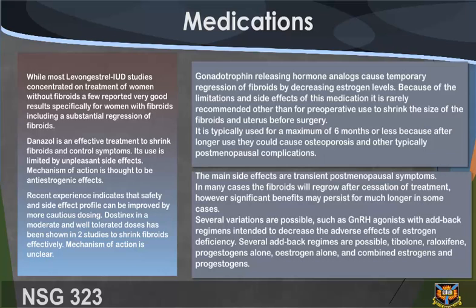The main side effects are transient postmenopausal symptoms. In many cases, the fibroids will regrow after cessation of treatment. However, significant benefits may persist for much longer in some cases. Several variations are possible, such as GnRH agonist with add-back regimens intended to decrease the adverse effects of estrogen deficiency. Several add-back regimens are possible: tibolone, raloxifene, progestogens alone, estrogen alone, and combined estrogens and progestogens.